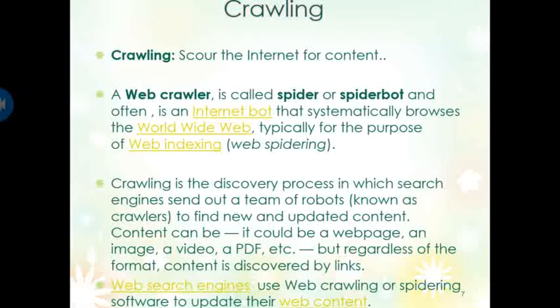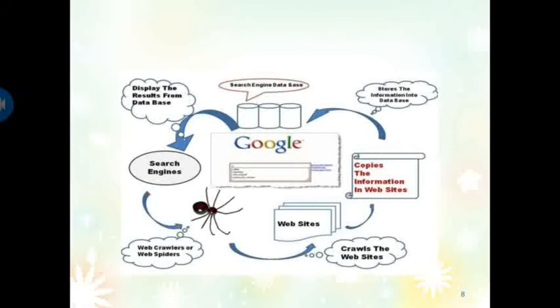I hope it is clear what a web crawler is. Crawling is the process, and crawling makes use of a web crawler to search for the information. So web search engines use web crawling. This process is also known as spidering, software used to update their web content. I have taken a diagram to explain the concept. Now look at this web crawler. Web crawler is crawling different websites to get the information on the www. After getting the information, it stores the information at some place, at some index.